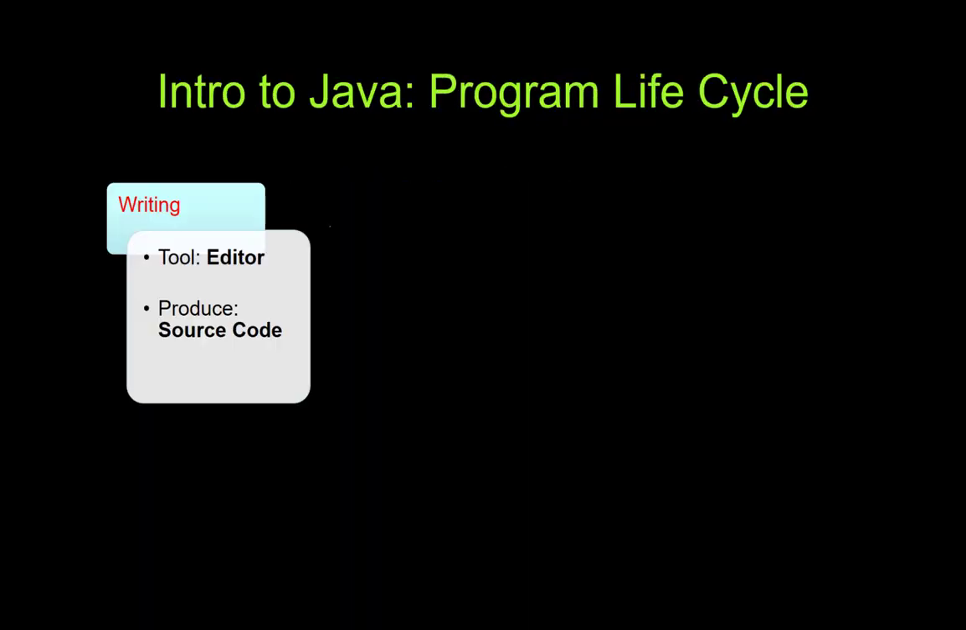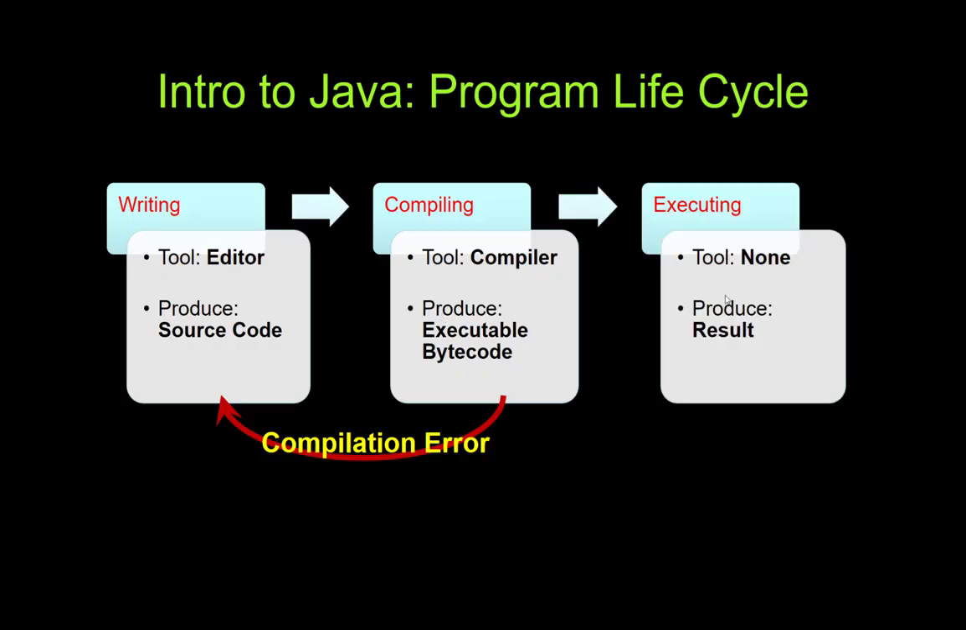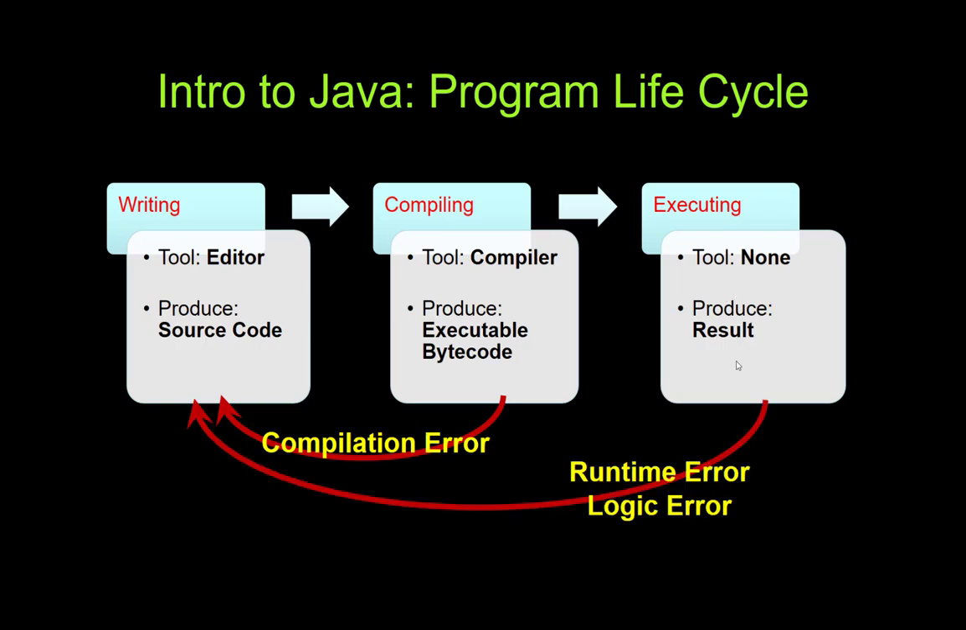First, you write your program with an editor to get the source code. Then, you compile your code with a compiler to produce executable bytecodes to run on Java virtual machine. But if there is error, you need to amend your source code and recompile again. Once you get no compilation error and you do get the executable bytecode, you can then execute it. At runtime, you may find runtime error or other logic error that you may need to go back to edit your source code and then repeat the cycle.